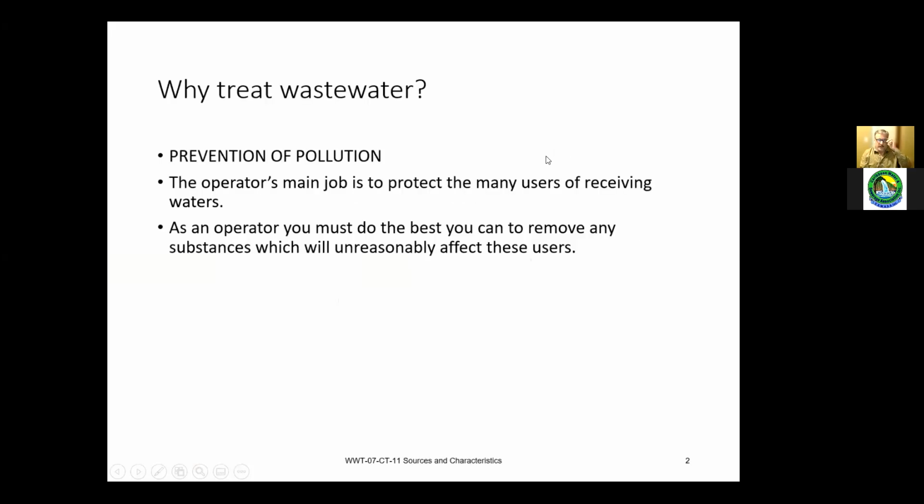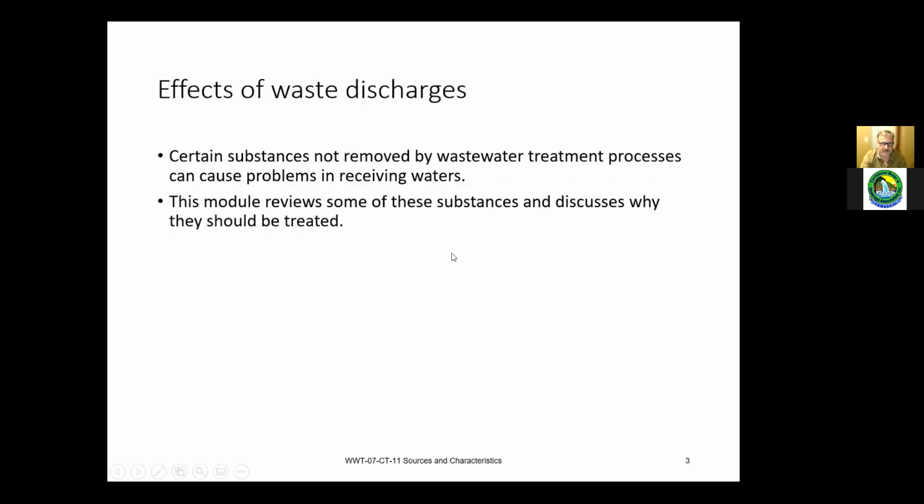So why do we treat wastewater? Basically, it comes down to protection of public health and protection of the environment. You can talk about a lot of other components, but that's effectively what it is. In this module, we're going to review some of the substances that make up wastewater and why we need to treat them.